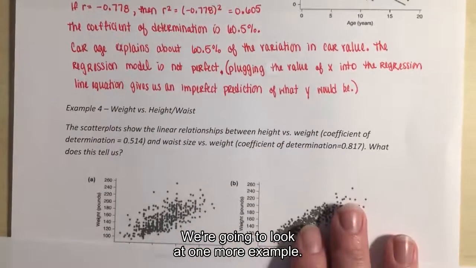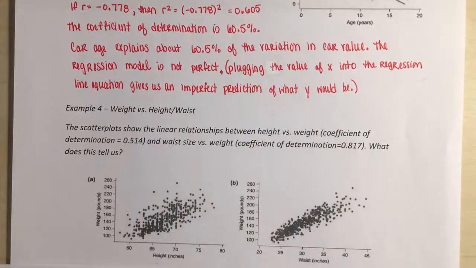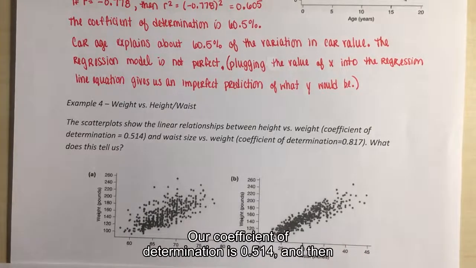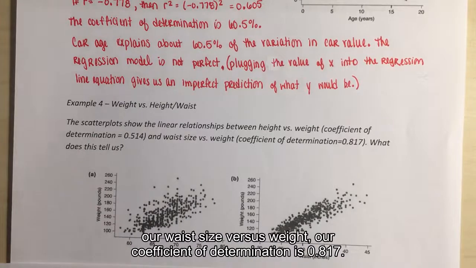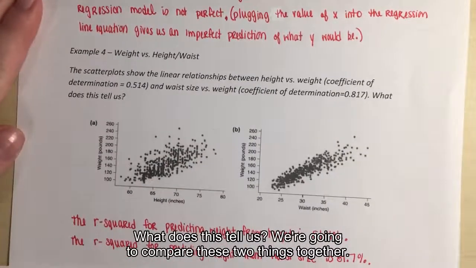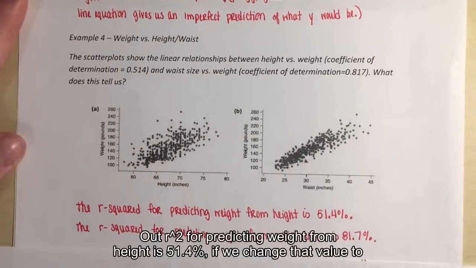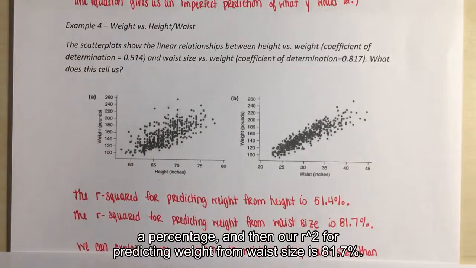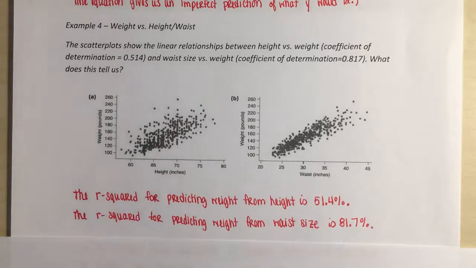All right, we're going to look at one more example. The scatter plots show the linear relationship between height versus weight. Our coefficient of determination is 0.514. And then for waist size versus weight, our coefficient of determination is 0.817. What does this tell us? We're going to compare these two things together. Our r squared for predicting weight from height is 51.4% if we change that value to a percentage. And our r squared for predicting weight from waist size is 81.7%.